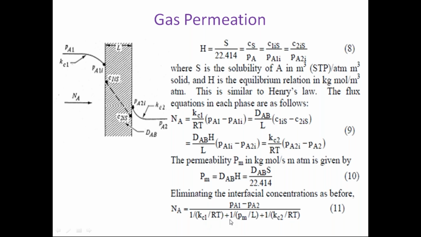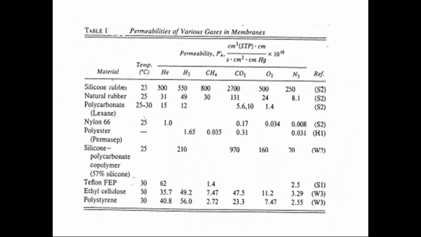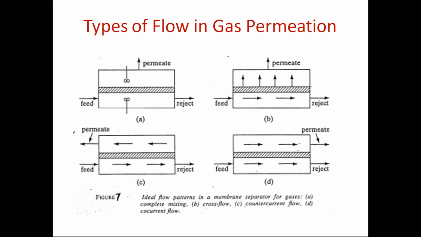That's why we are using two different resistances, which are in parallel, so you can finally calculate the flux. That is how the permeation flux can be estimated in a gas permeation operation. And you can see that certain permeability values are there, which I explained in the last class.